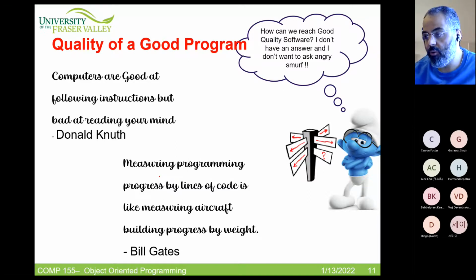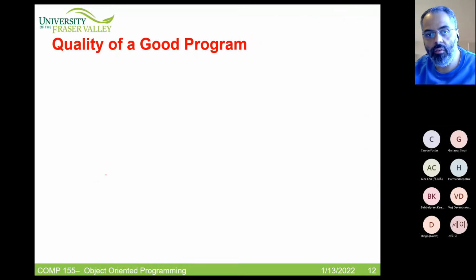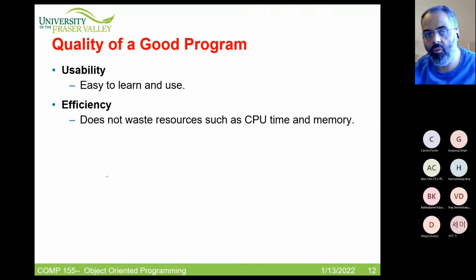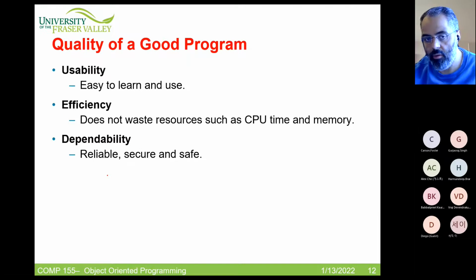So for us, a good program is one where I can reuse the code. If we go to the quality of a program, there is usability: easy to learn and use, which means anyone can go ahead and learn and use it. Efficiency: I don't have to waste the resources of the CPU. For example, when some people write a program, they use containers that allocate a huge space in memory, even though they will not use the whole space. Dependability, which means reliable, secure, safe.